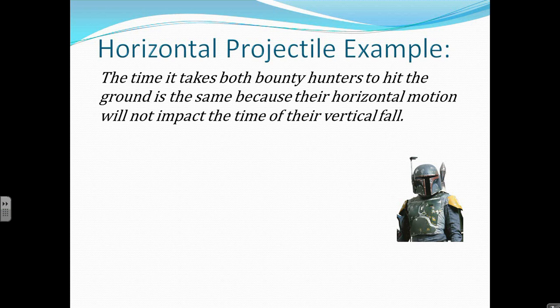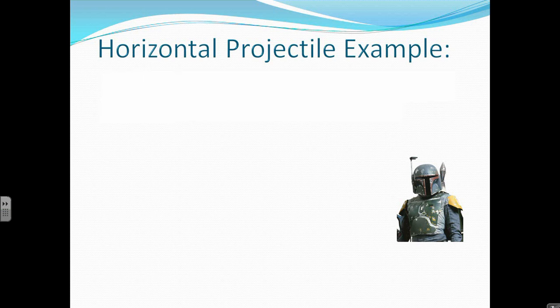At the heart of this problem is the idea that the horizontal motion does not impact the vertical motion here. As both of them are dropped off the cliff, one is dropped directly down, one is launched horizontally, but they both start with an initial velocity in the vertical direction of 0. Because the vertical direction does not depend on what's happening side to side, it doesn't matter whether the bounty hunter is launched horizontally or not, it'll still take the same amount of time to hit the ground.